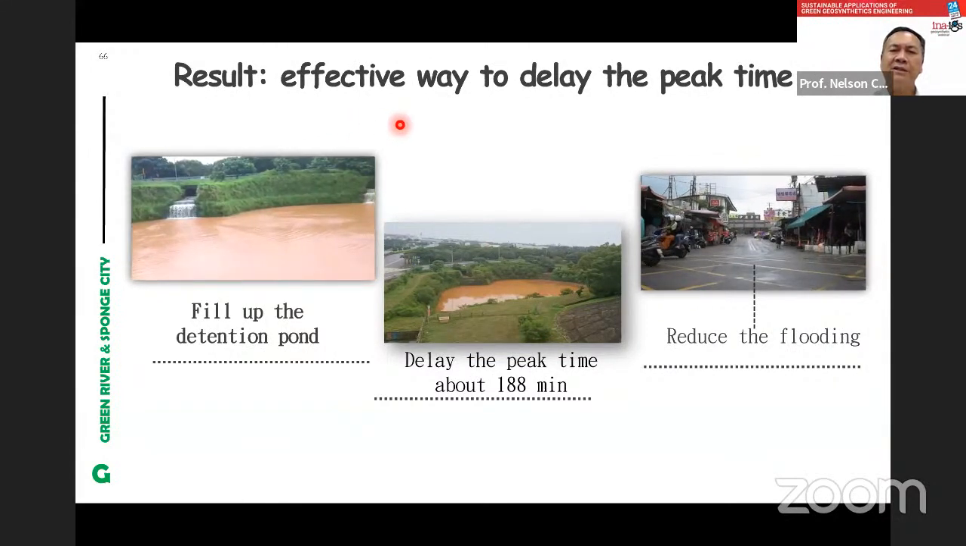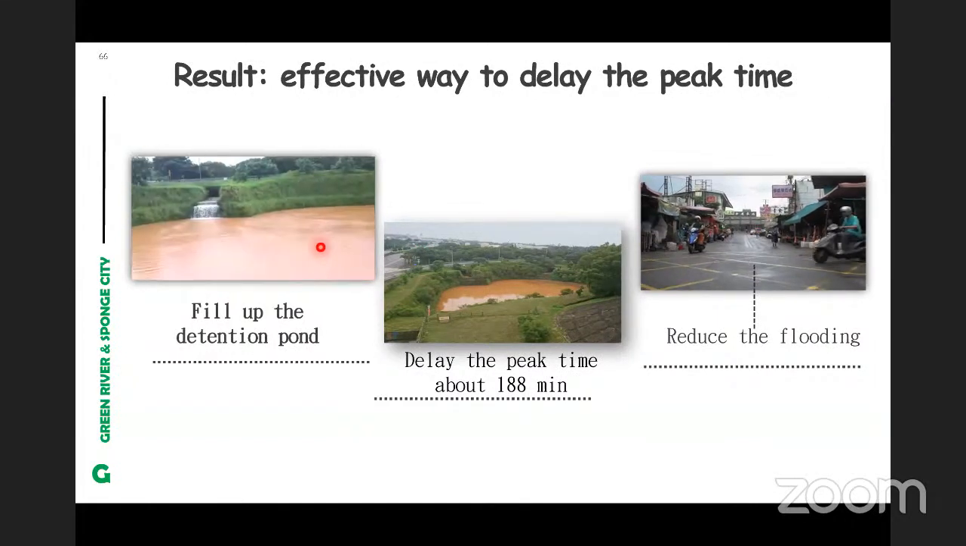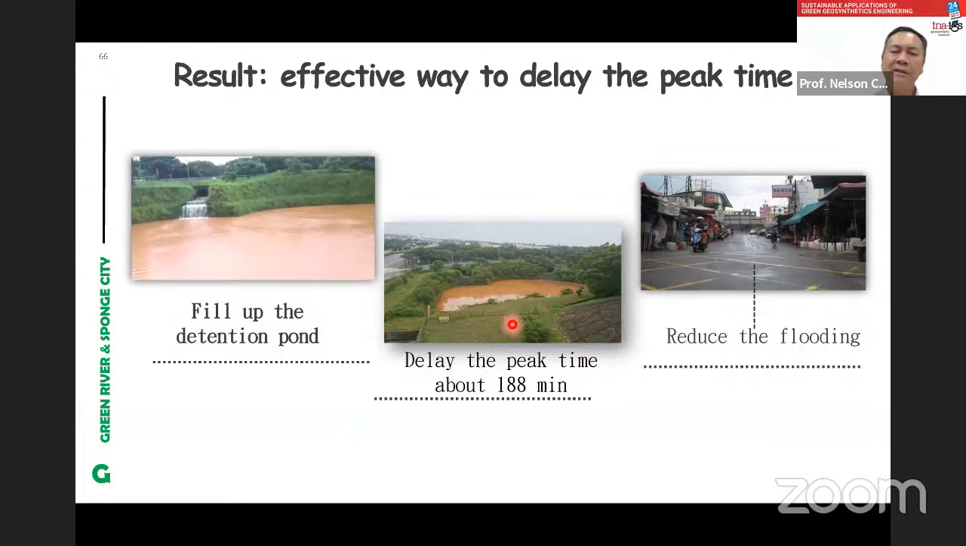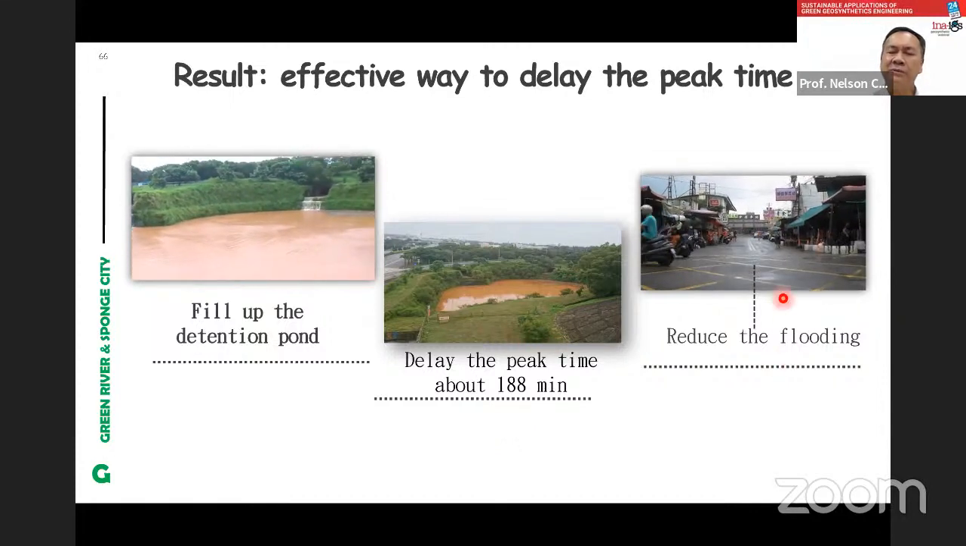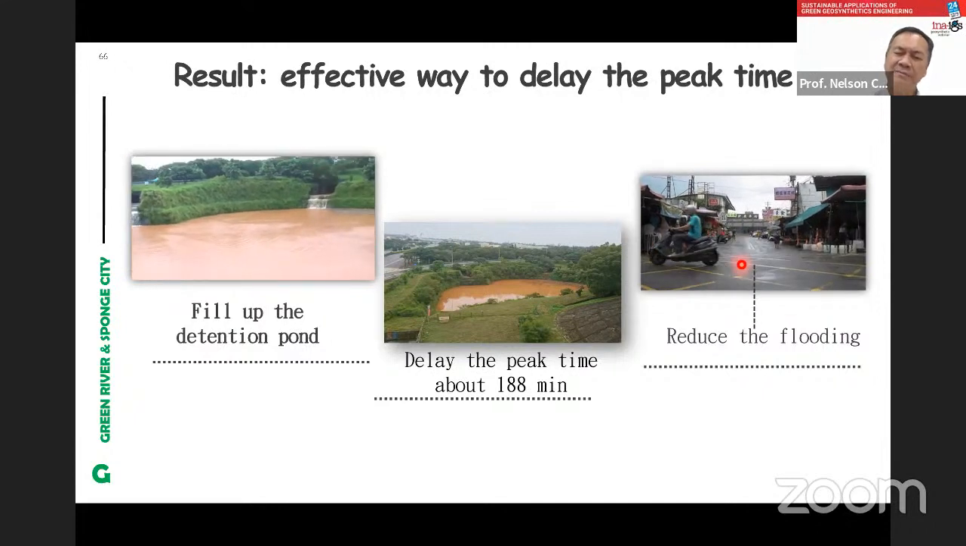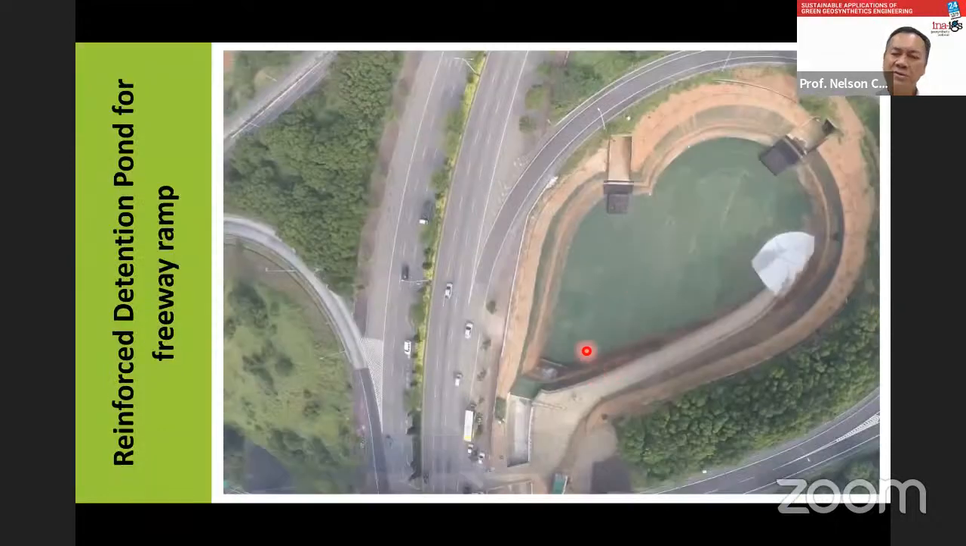So it turned out the clay backfill used for the geosynthetic wall is a very effective way to delay the peak time, and you can see from here those detention ponds filled up. It delayed the peak time by about 3 hours, and can reduce flooding potential for the city. This is after construction. This is the ramp going down. Then we can do some maintenance. Usually after flooding, there's some mud here, and we probably have to clean the mud out.